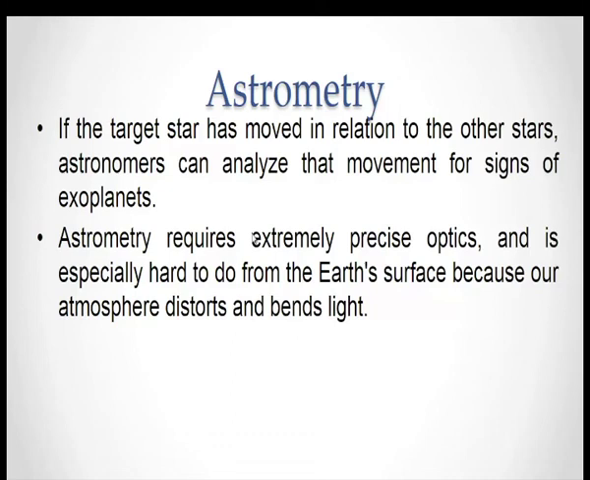Astrometry requires extremely precise optics and is especially hard to do from the Earth's surface, because our atmosphere distorts and bends light. So this is how exoplanets are explored and discovered using astrometry techniques.